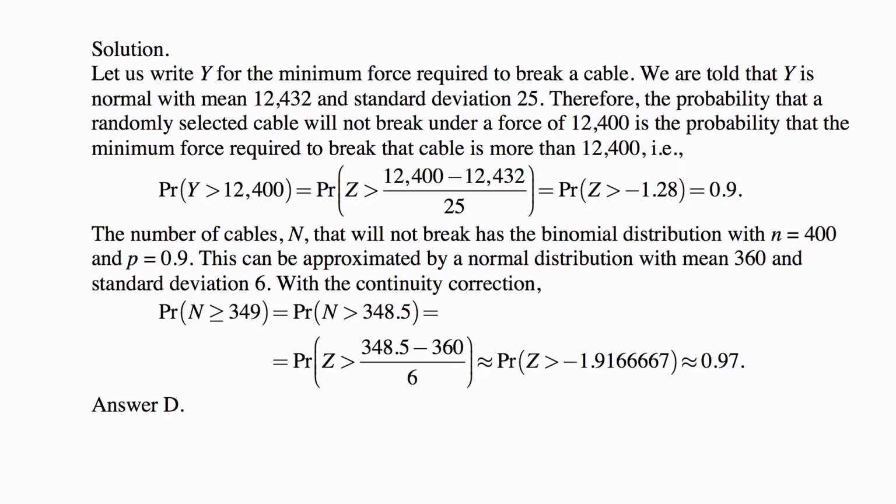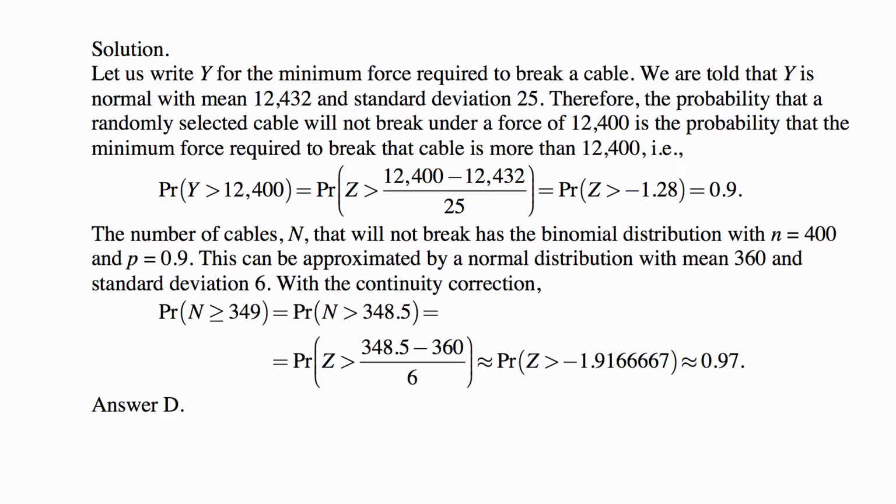So the probability that y is more than 12,400 is the probability that a standard normal random variable, which you obtain by subtracting from y its mean and dividing by its standard deviation, so subtracting 12,432 divided by 25. So the probability that standard normal is greater than (12,400 minus 12,432) over 25, and that's the probability that z is more than negative 1.28, which from the table we'll quickly get is 0.9. Again, this is the probability for an individual cable that it will not break under that force.